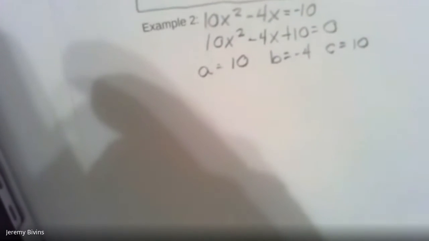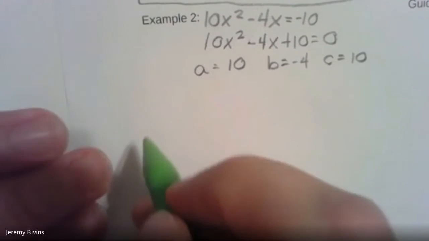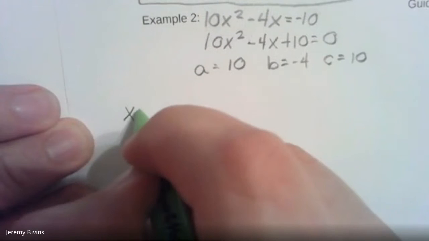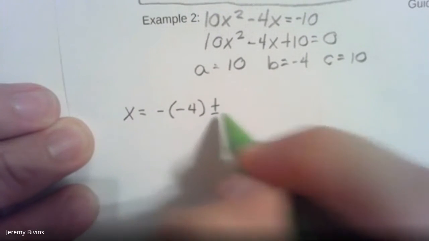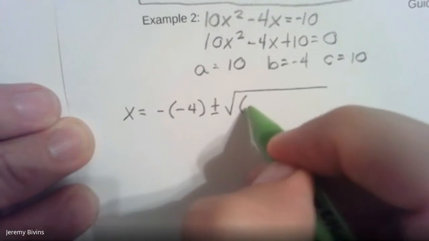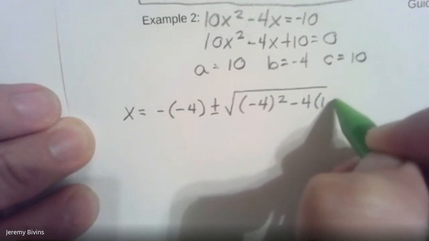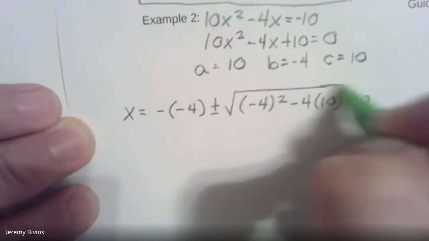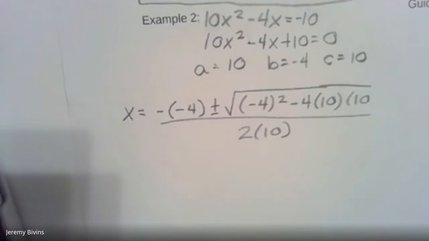And I'm just going to zoom in a little bit more here so it's a little bit easier to see. After we have this A, B, and C label, we can jump straight to our formula, where x equals negative b plus or minus the square root of b squared minus 4ac, all over 2a. So that's the formula filled in.